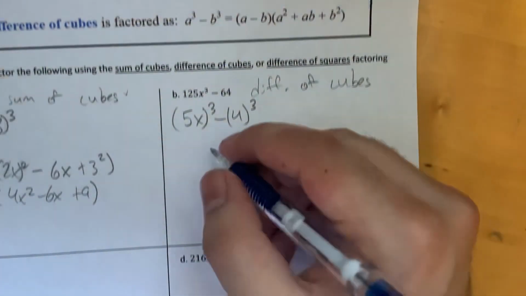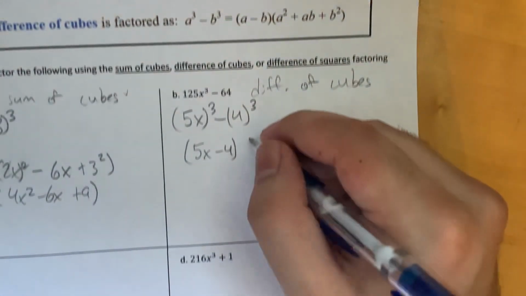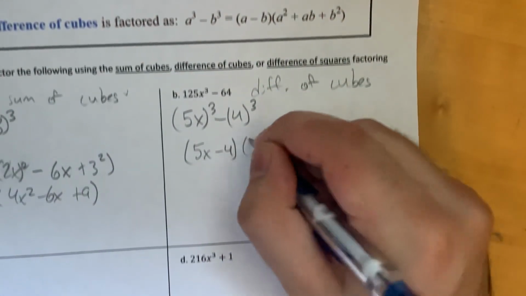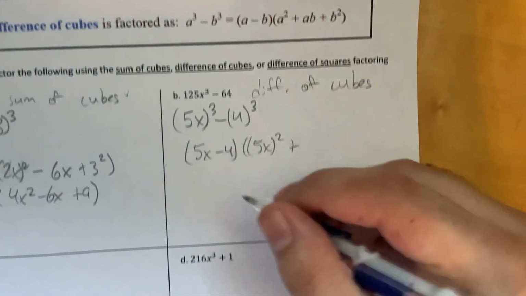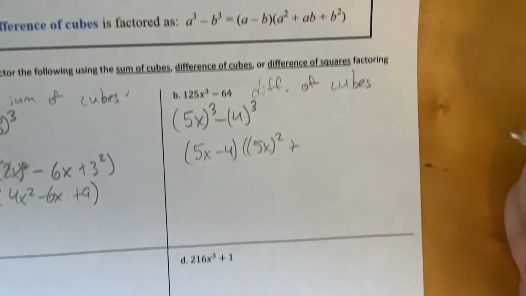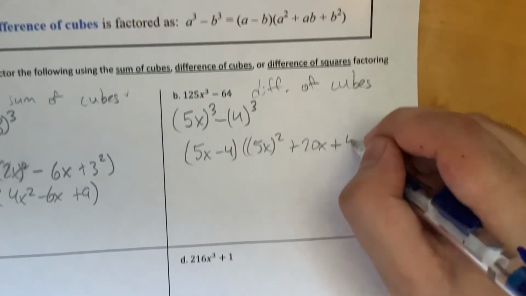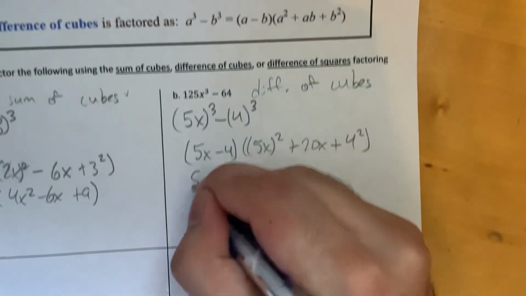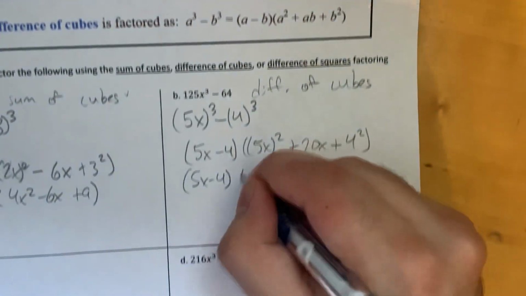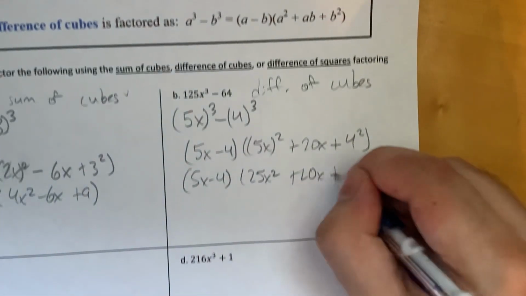Yes, I can. So I'm going to do 5x minus 4 times 5x squared plus 5x times 4, which would give me 20x, plus 4 squared. So the answer is 5x minus 4 times 25x squared plus 20x plus 16.